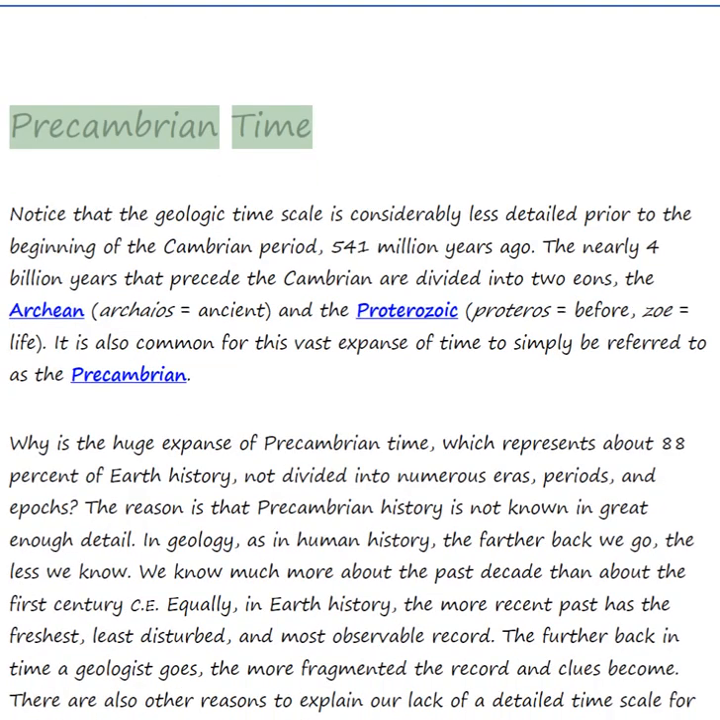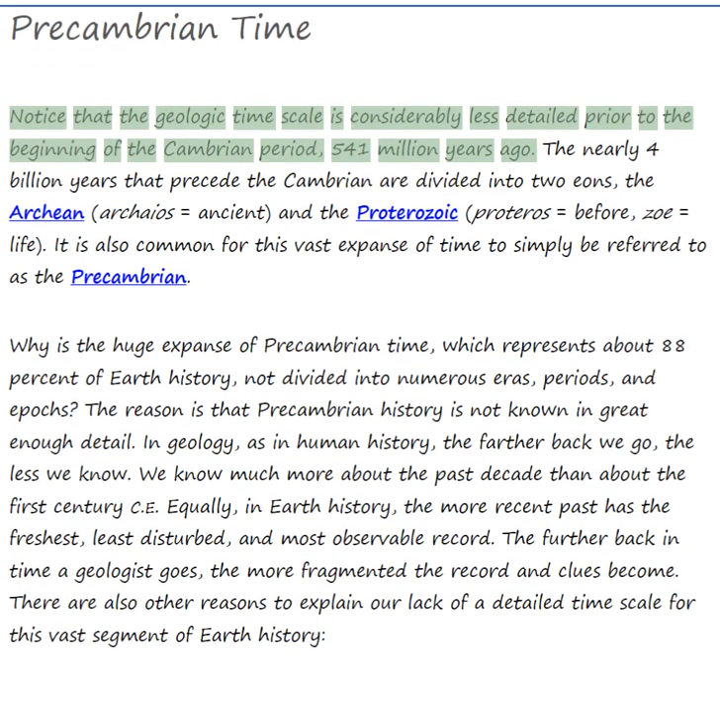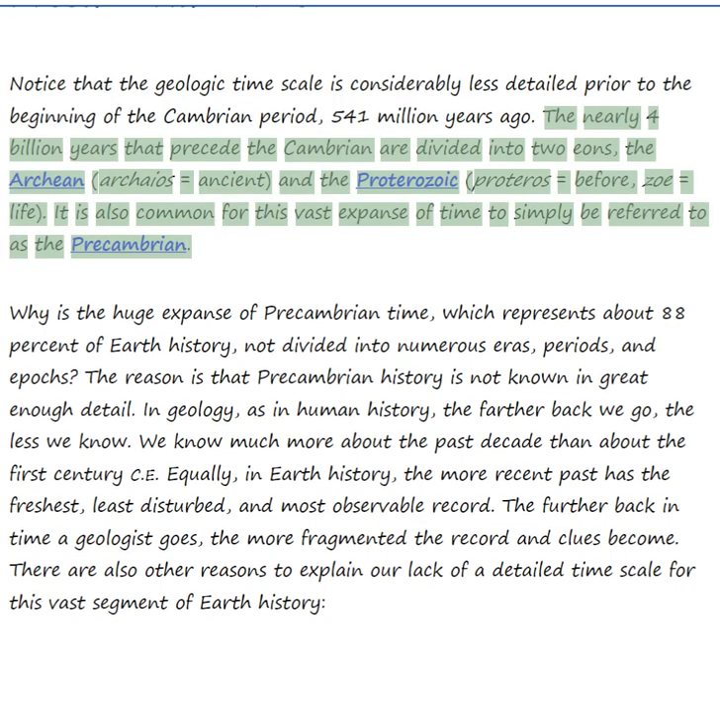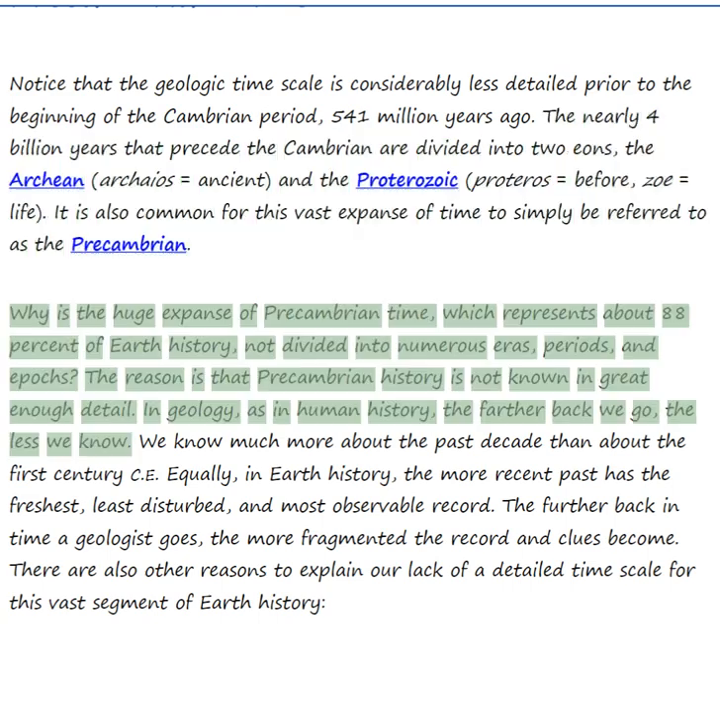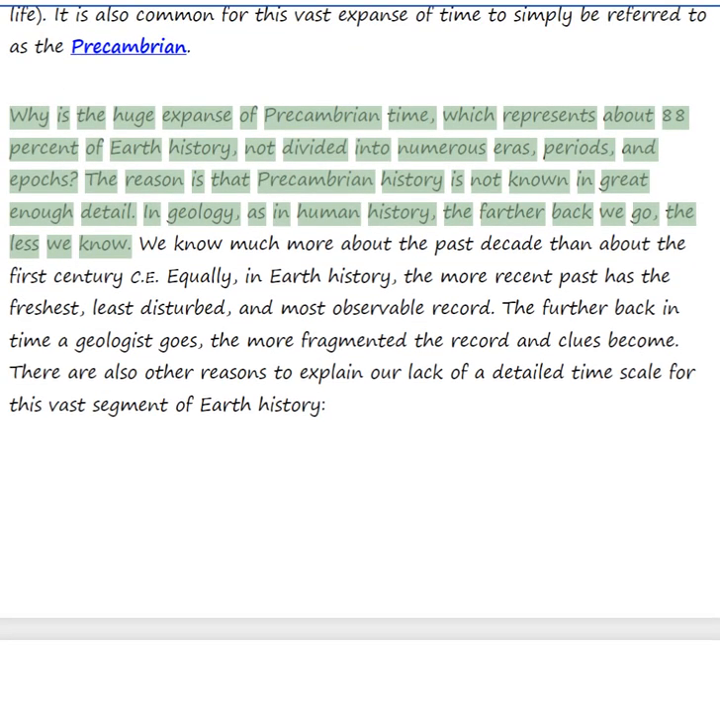Precambrian time. Notice that the geologic time scale is considerably less detailed prior to the beginning of the Cambrian period, 541 million years ago. The nearly 4 billion years that precede the Cambrian are divided into two eons, the Archean and the Proterozoic. It is also common for this vast expanse of time to simply be referred to as the Precambrian. Why is the huge expanse of Precambrian time, which represents about 88% of Earth history, not divided into numerous eras, periods, and epochs? The reason is that Precambrian history is not known in great enough detail.